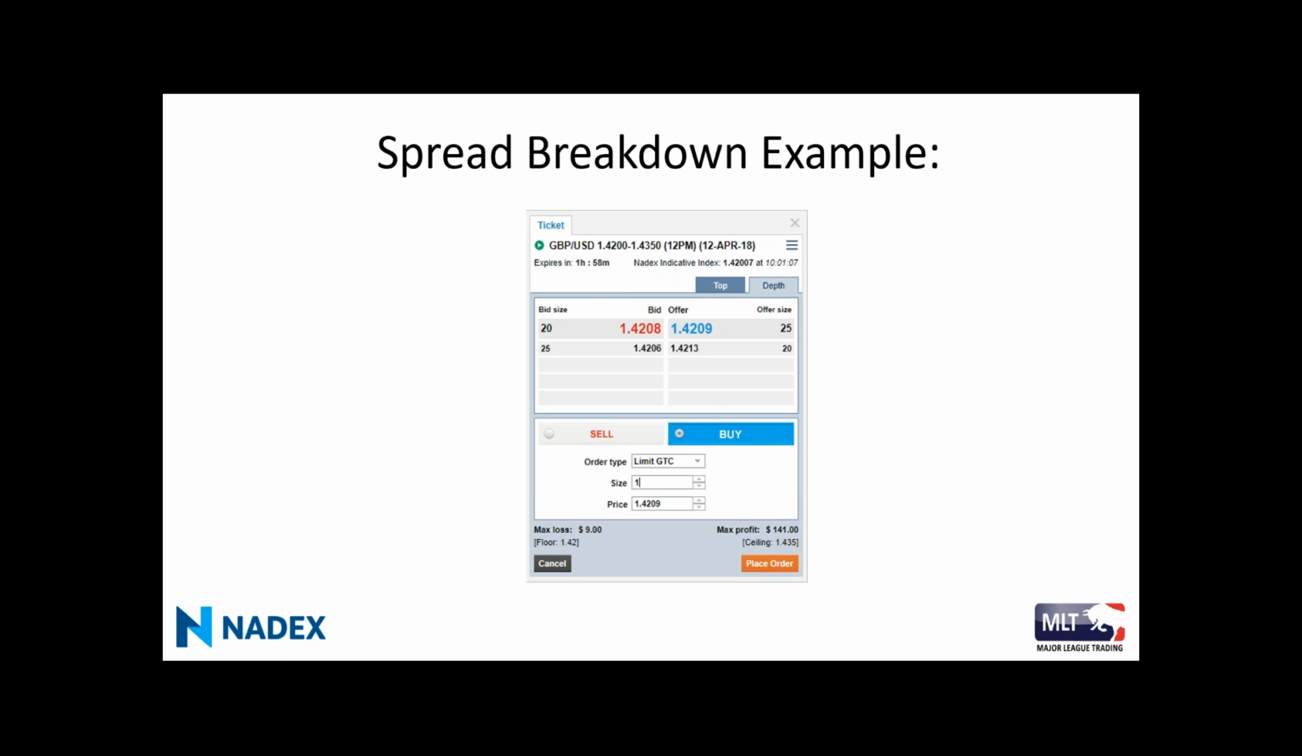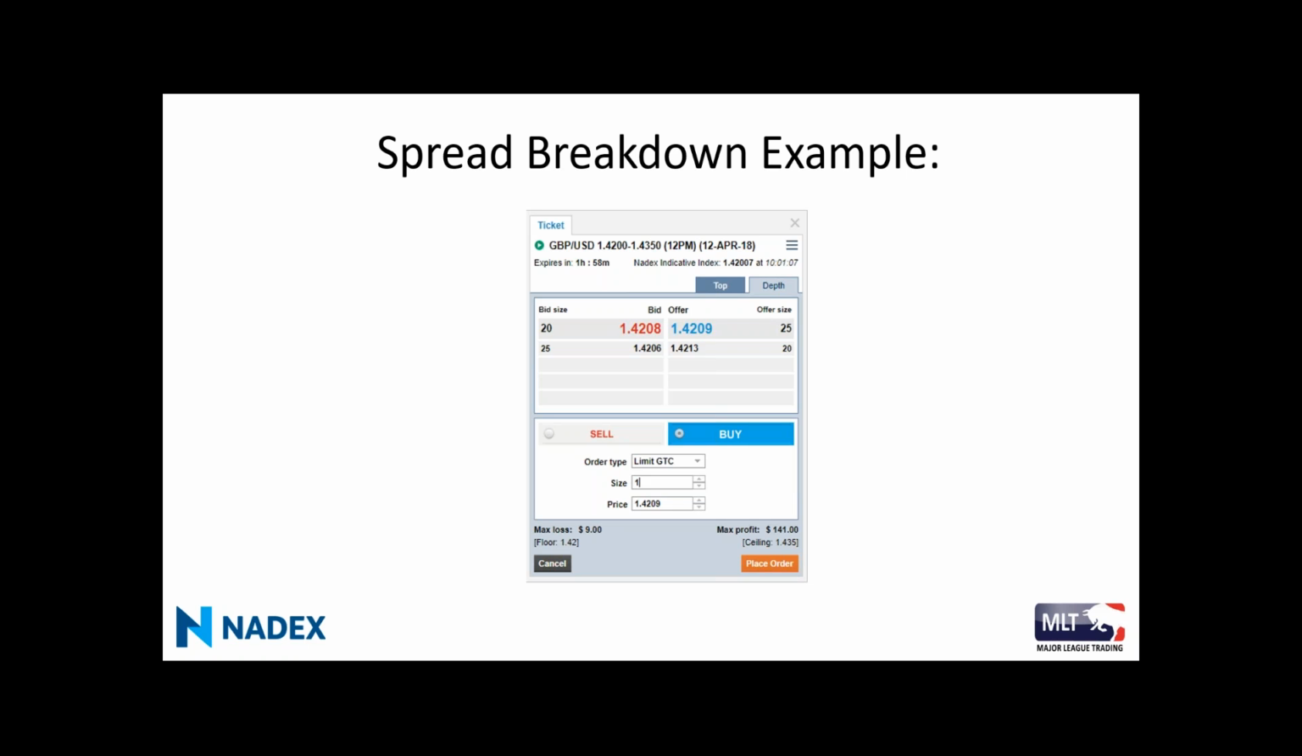If you look down, you can see that the maximum loss of this ticket is $9, okay? So what that means is, if price goes down to 141.00, basically if it drops 100 pips, the most that I can lose on this trade is $9. Say it collapses and goes down to 130, I can only lose $9.